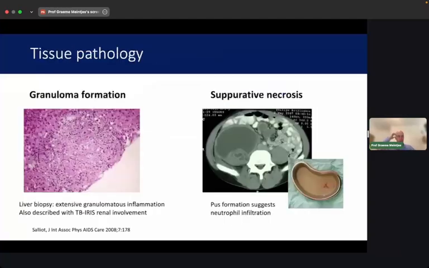And if we do end up doing pathology on patients with TB-RS, which we seldom do, but if that happens, for instance, if a patient has a liver biopsy, we see extensive granuloma formation, and it's also been described when TB-RS involves the kidneys. You see granulomas in the kidney, and then you can also see suppurative necrosis, so neutrophil infiltrate, as in the patient with the large psoas abscess that I showed you.